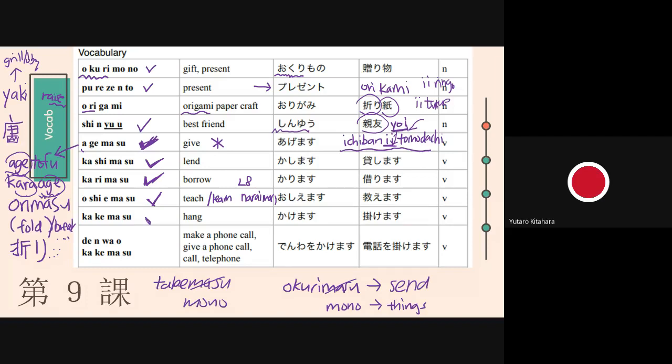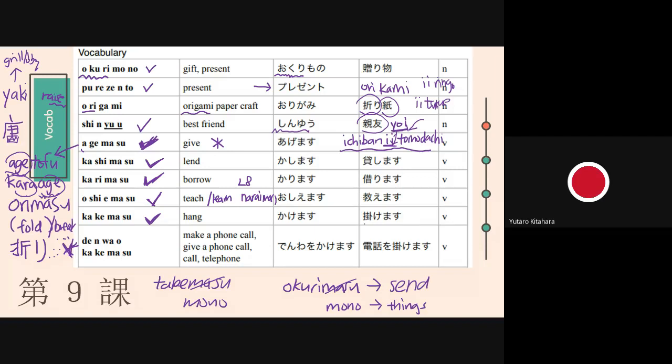Kakemasu is hang. If you check the dictionary, there are at least 5 meanings of kakemasu, but we learn one at a time. Kakemasu is hang, as in you can hang something on the wall, but what we use for this lesson is a phrase: denwa o kakemasu. At the bottom. It means make a phone call.